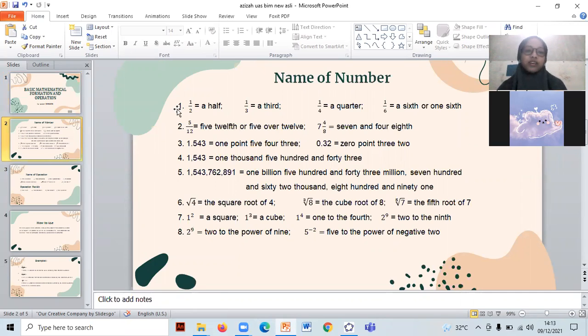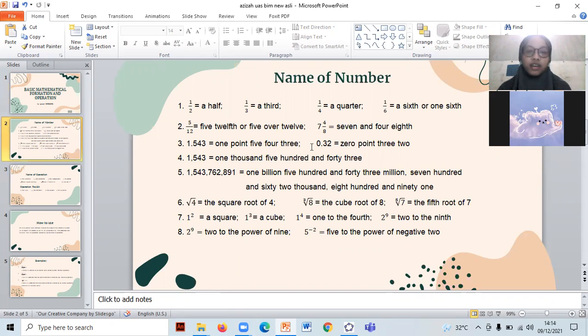And number one, we can read this a half, this a third, this a quarter, this a sixth or 1/6. Okay, next we can read this 5/12, and we can read this 7 4/8.